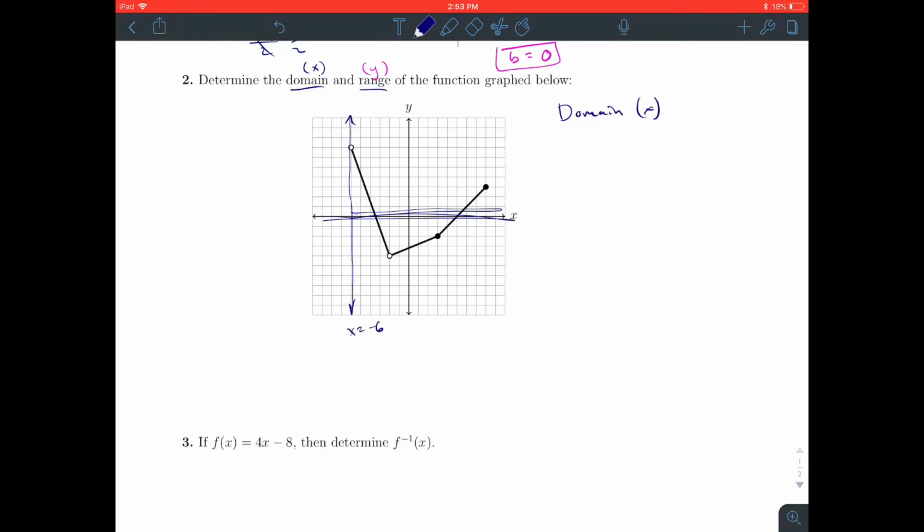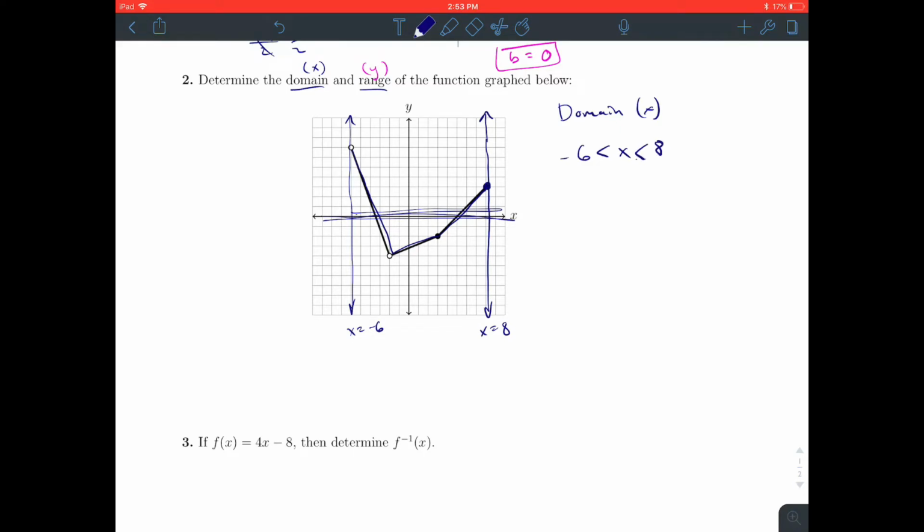The highest x value that appears on our graph, so we have all of these x values in between, and then this point being the rightmost, this is the highest x value that we get. This is x equals 8. So we have negative 6 is less than all the x values on our graph, and all the x values on our graph are less than 8.